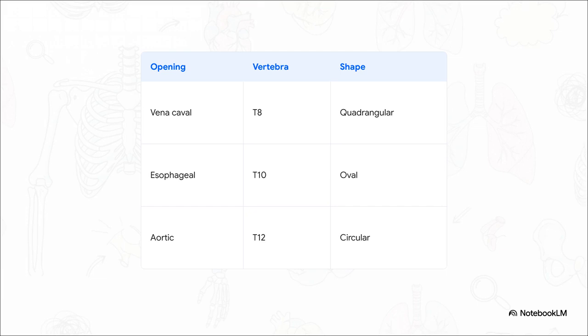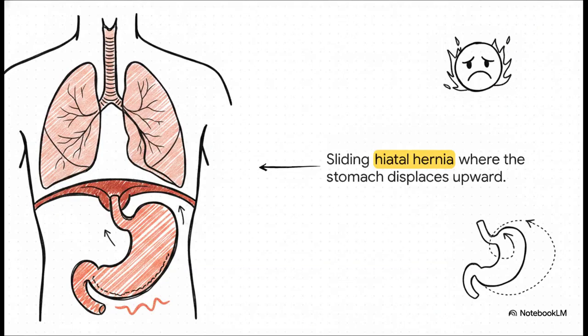At the T8 vertebra, there's a quadrangular opening that lets the vena cava return deoxygenated blood. Go down a bit to T10, and you've got an oval gap for the esophagus. And finally, right against the spine at T12, there's a massive circular opening letting the descending aorta pump blood to your lower body. Of course, having holes in your border wall sets the stage for a first major anatomical glitch.